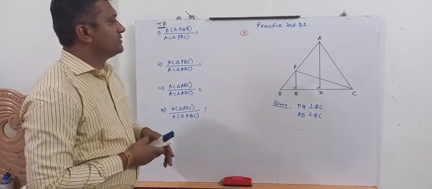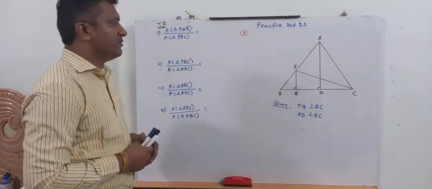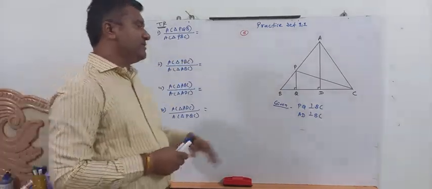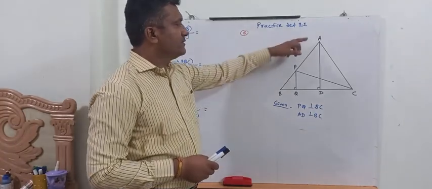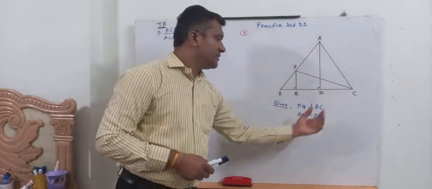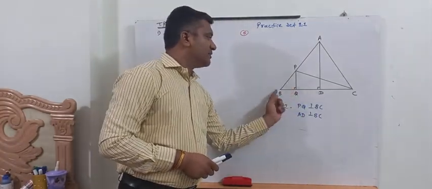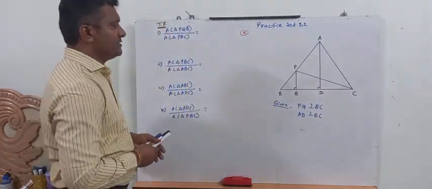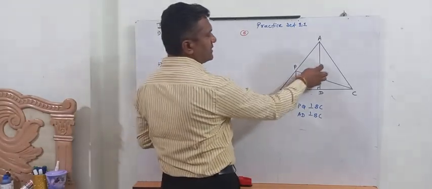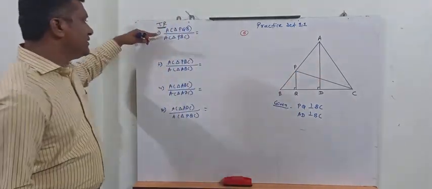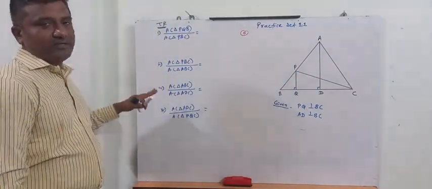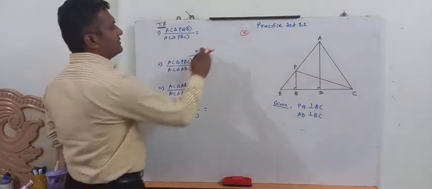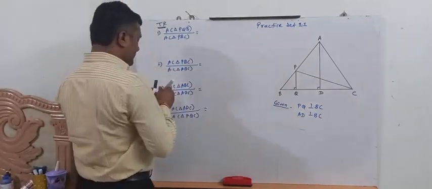Okay children, now sum number 5 from practice set 1.1. If you see carefully what information is given over here, this AD is perpendicular to BC and second PQ is perpendicular to BC. These two heights are provided to us here. It means this is one of the heights, this is another height to this triangle. And you have to find out these 4 important ratios. Very basic thing, no need of thinking seriously about this one.